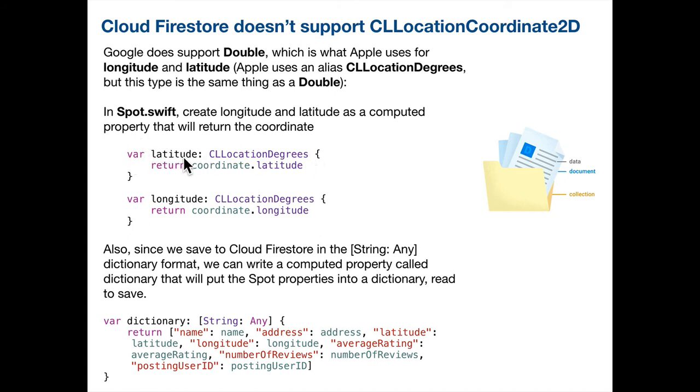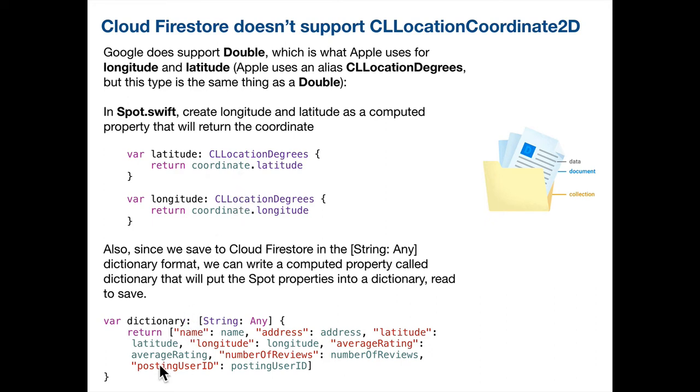Whenever the user wants a latitude, we're going to dive into our existing property called coordinate and just return coordinate.latitude. Same thing with longitude. What's nice about this is we can now refer to latitude and longitude. We never have to update these two values individually as long as we've saved our coordinate, and we can pull that stuff out.